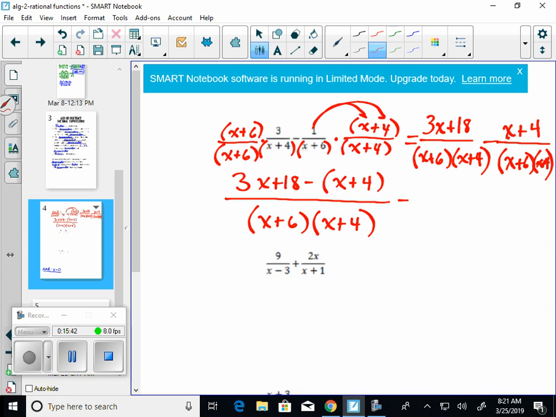Now, can I combine anything on the top? I have a 3x minus an x. Do you see it? 3x minus an x is 2x. And then I have 18 minus 4. Positive or negative? Positive 14, right? And that's still over x plus 6 times x plus 4.